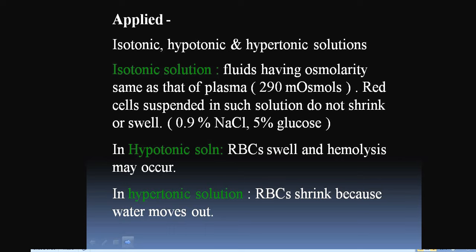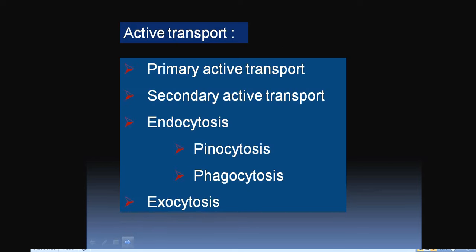Now, this was the first part concerned with transport across cell membrane. In the second part, that is active transport, we will discuss in detail the basic difference between primary active transport and secondary active transport, along with some active processes like endocytosis and exocytosis.